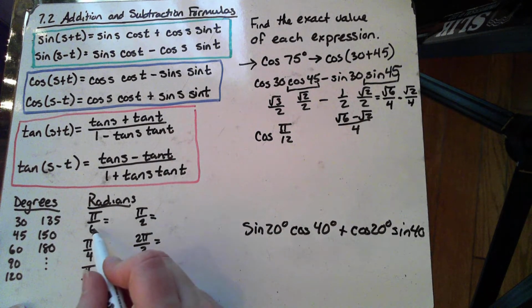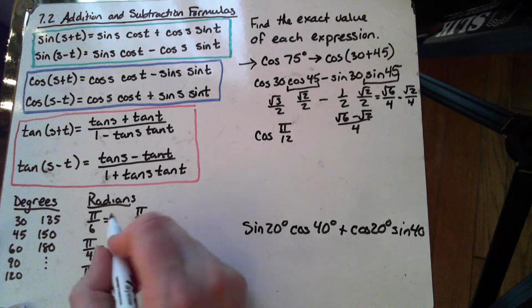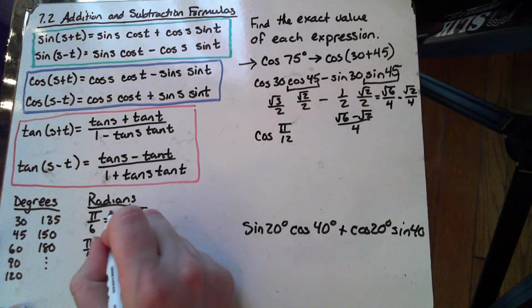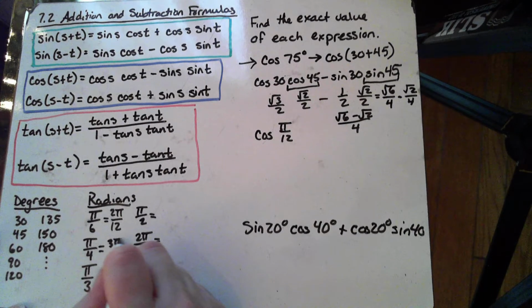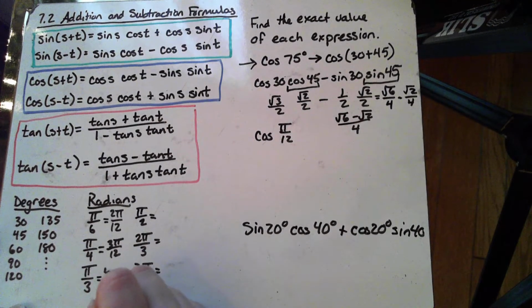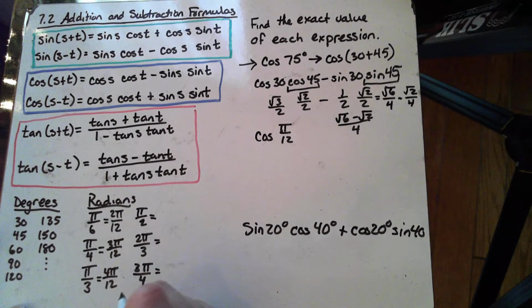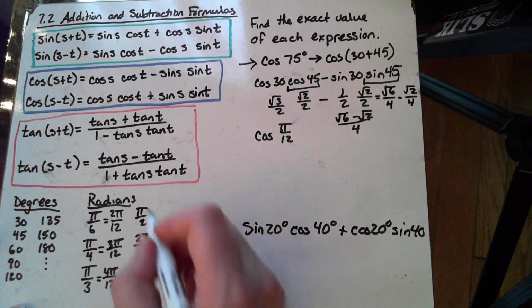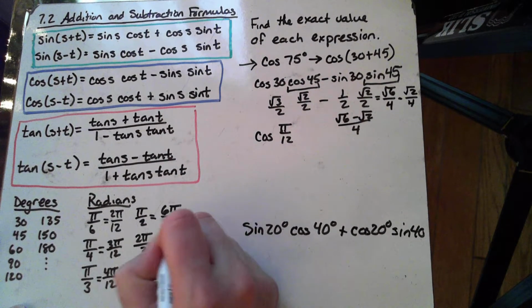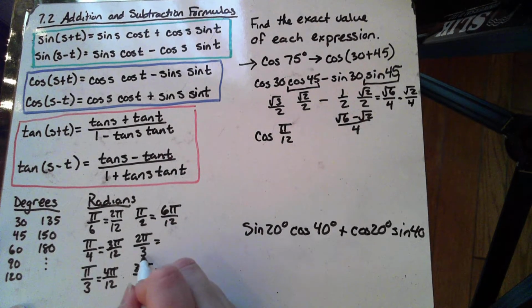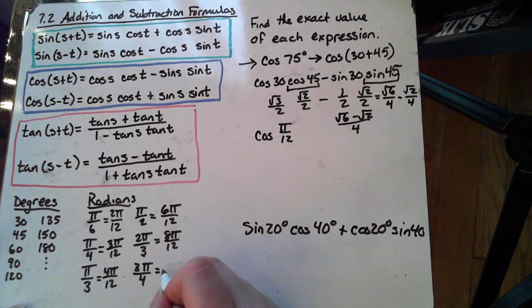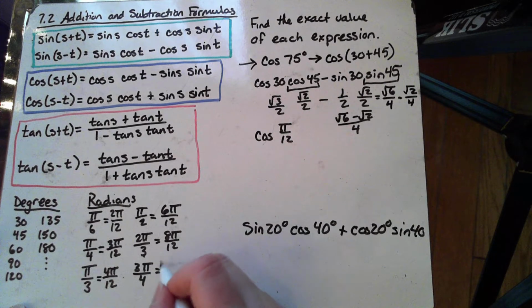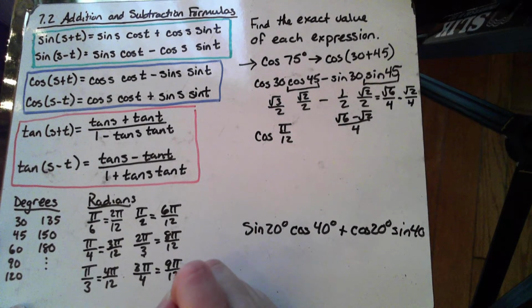So the common denominator for 6, 4, and 3 is 12. So this is going to be 2 pi over 12. This will be 3 pi over 12. 4 pi over 12. These are all my common denominators. 6 pi over 12. This will be 8 pi over 12. And of course you could keep going. I'm just doing these few. This is going to be 9 pi over 12.